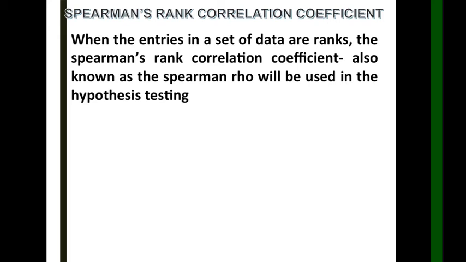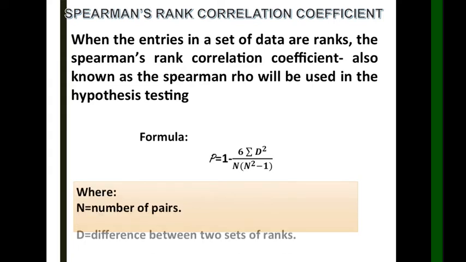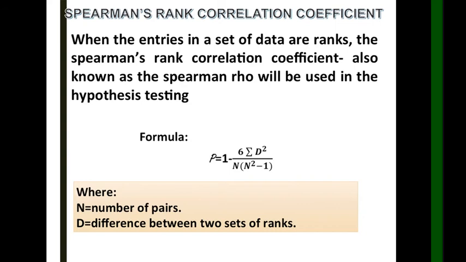When the entries in a set of data are ranks, the Spearman's rank correlation coefficient, also known as the Spearman rho, will be used in hypothesis testing. The formula to be used is rho equals 1 minus the quantity 6 summation of d squared over n times the quantity n squared minus 1, where n is the number of pairs and d is the difference between two sets of ranks.